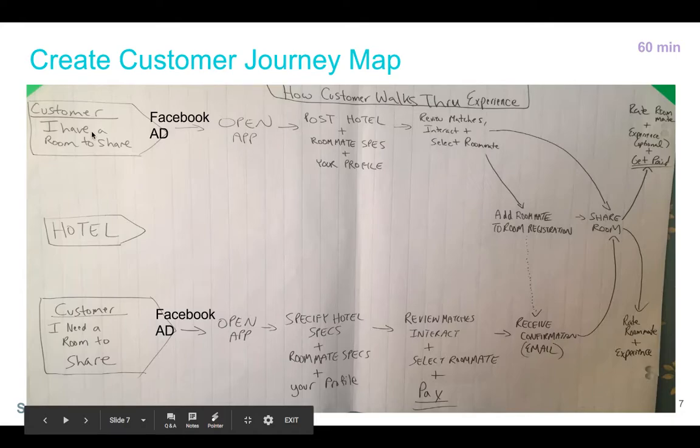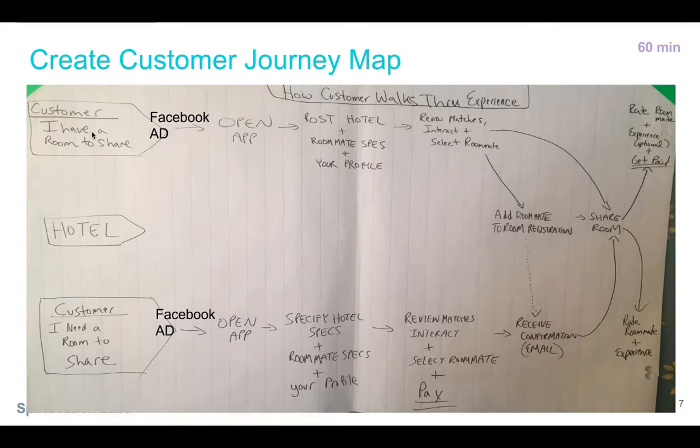On the other hand, for a customer that already has a room to share, they would see the Facebook ad, they would open up the app, they would post the hotel room specs that they have, they would post their roommate specs, and then they would also post a little bit about their profile. Then they would go on to review their potential roommate matches, interact with the roommate, select a roommate, and once they've selected the roommate, they would have to add the roommate to the room registration, and they would have to go to the hotel room desk for that. Then they would share the room, and then they would rate the roommate experience.